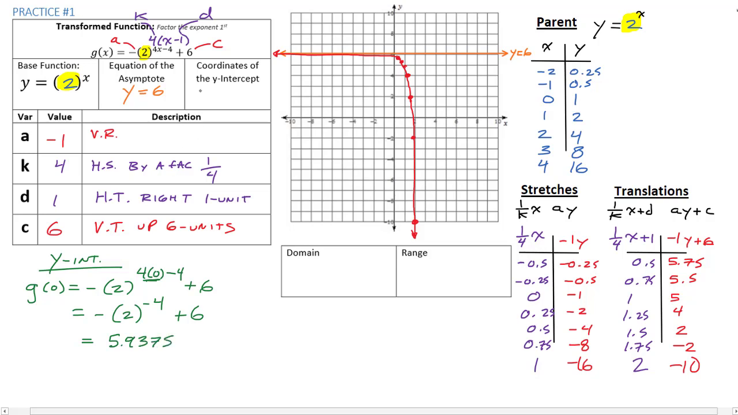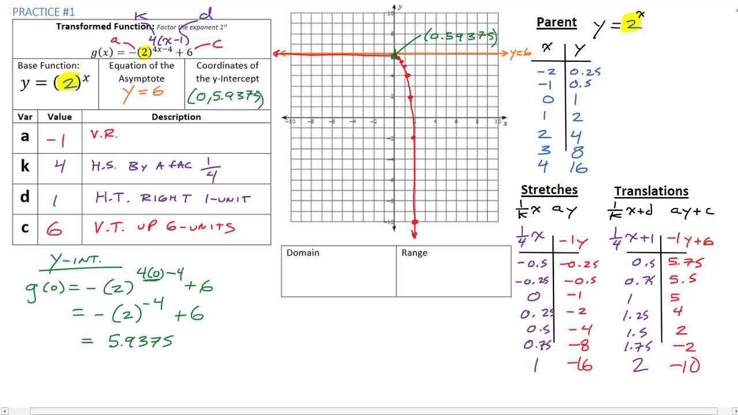5.9375. So there's my coordinate, 0 over 5.9375. Okay, so that's that tiny decimal. It's really, really close to 6, right? Remember, it never is going to touch 6. It's just going to get closer and closer. You know, 5.99999, 5.999999. In this case, bigger and bigger, but closer and closer to 6, but never actually becoming 6 or touching it.